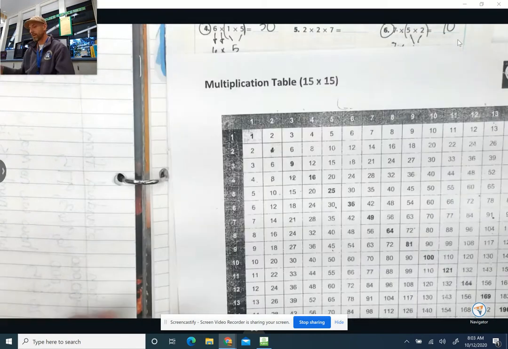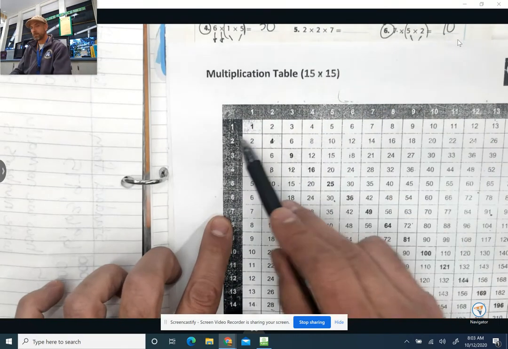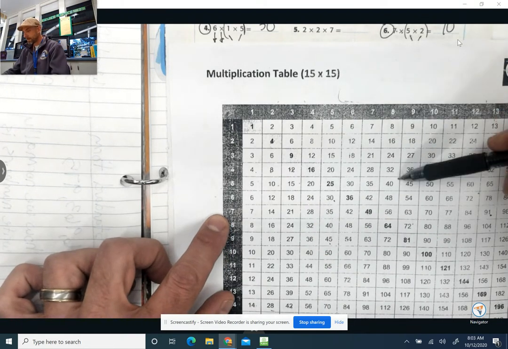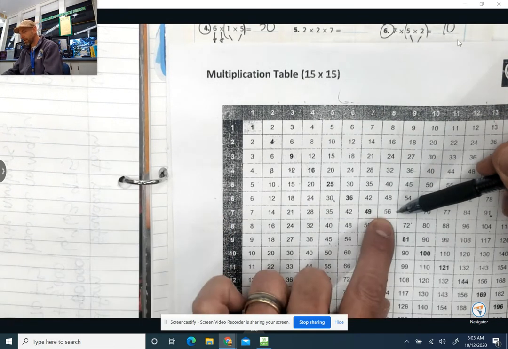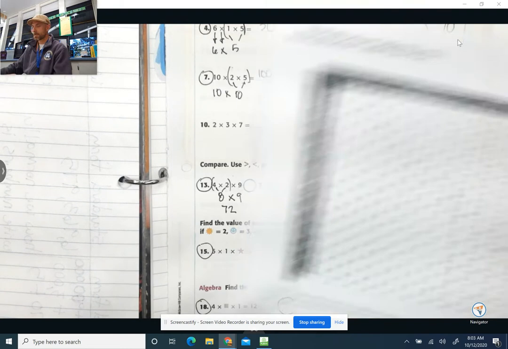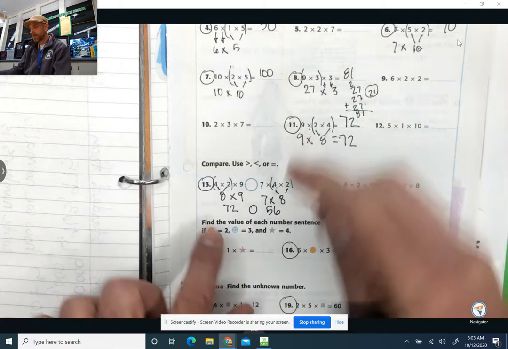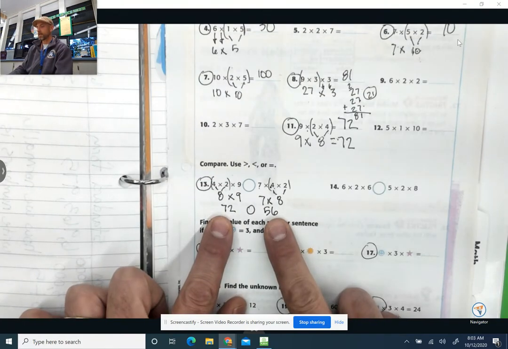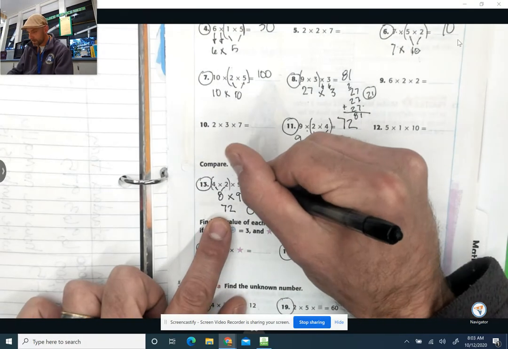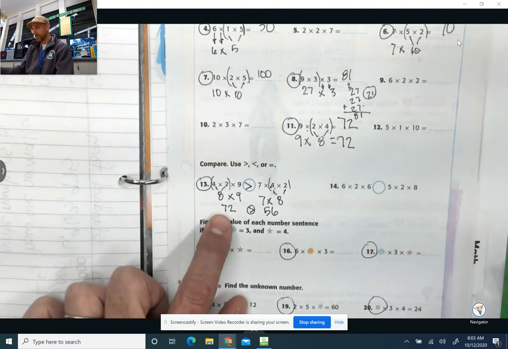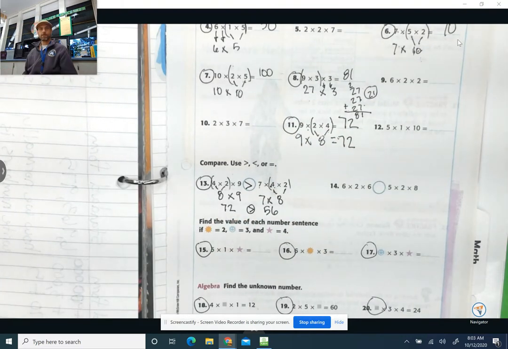7 times 8, tricky one. Come and find it on your table. 7 times 8. Come on down 7, come over 8, 56. So now I can compare 72 versus 56. 72 is greater than 56.